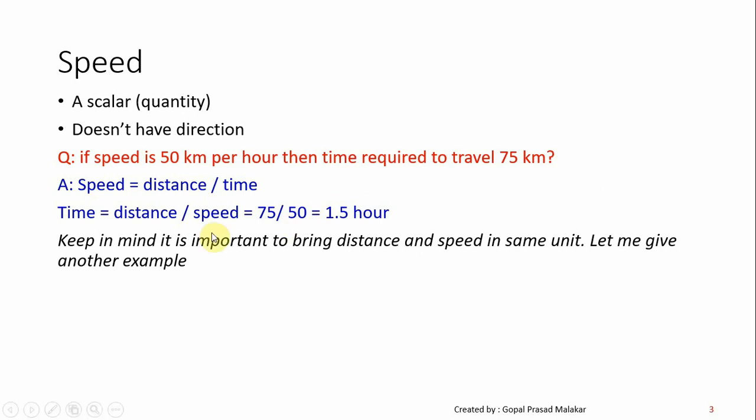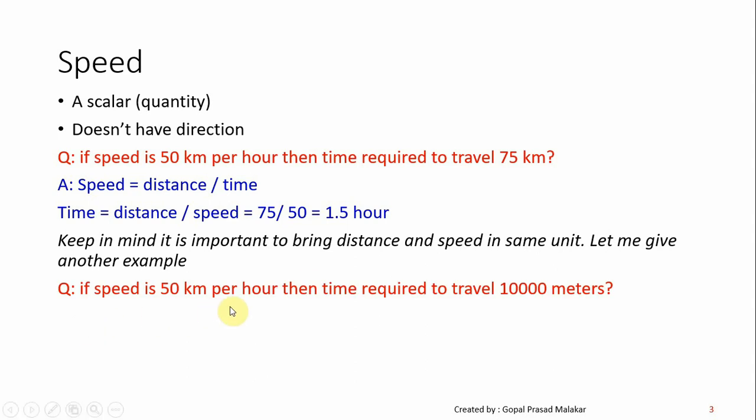Let's do the second case. But before doing that, keep in mind there are many situations where you'll have to bring everything to the same unit. If it is in kilometers per hour, then you have to bring everything in kilometers. Otherwise, if everything is in meters, then bring everything into meters per second, then it will work out. So take an example. If the speed is 50 km per hour, what is the time required to travel 10,000 meters? Now 10,000 is obviously in meters, whereas the speed is given in kilometers. So first of all, convert 10,000 meters to kilometers.